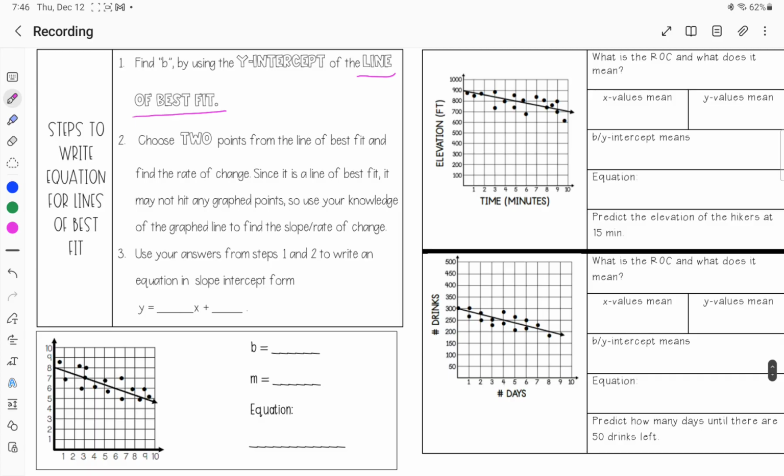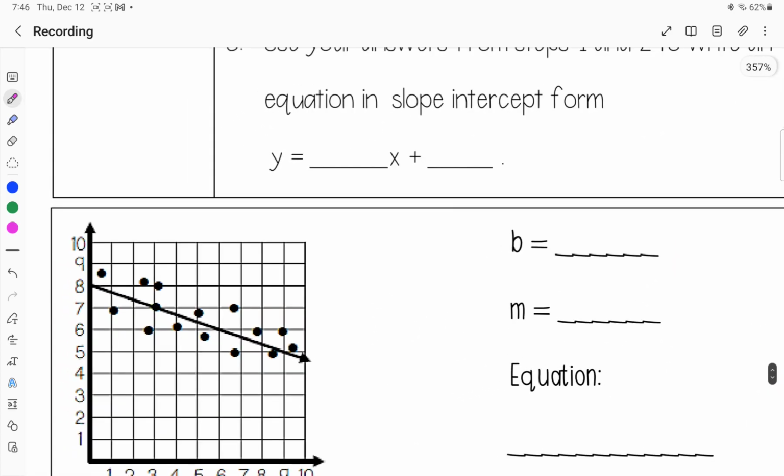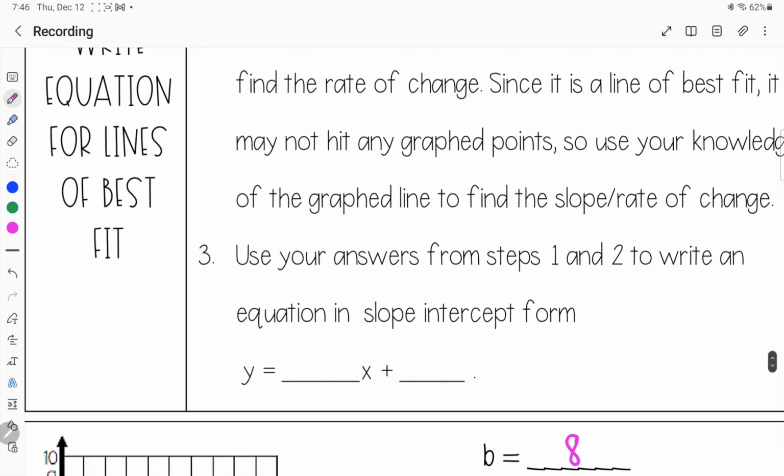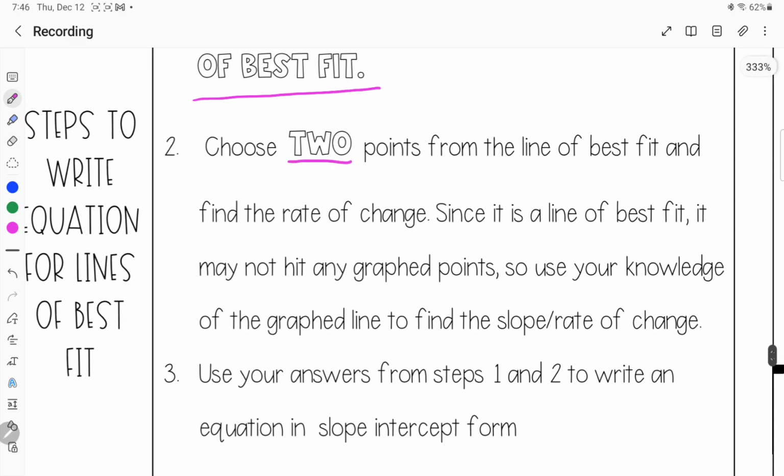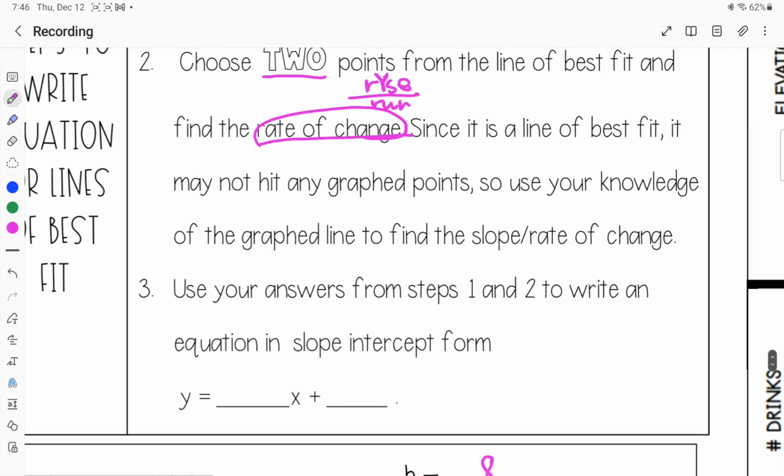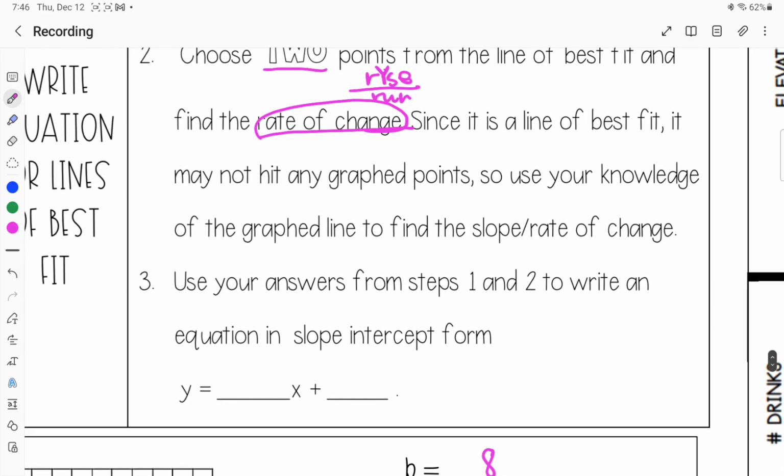So for example, when I look at this one down here, my y-intercept or my starting point is this right here, which is at 8. So my b would be a plus 8. It then says, once I found that, I'm going to choose my 2 points for the line of best fit, only my line of best fit, and find the rate of change. This is my rise over run. So rise, my y's are on top. Since it's a line of best fit, it may not hit any of the graphed points or our scatter plot points. So we're just going to use what we know about the equation of a line to write that.